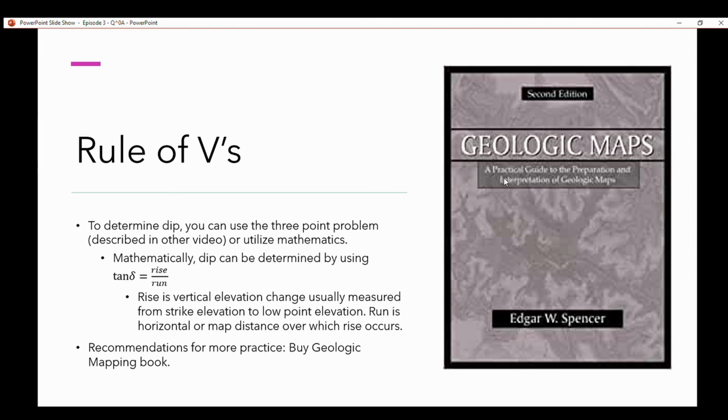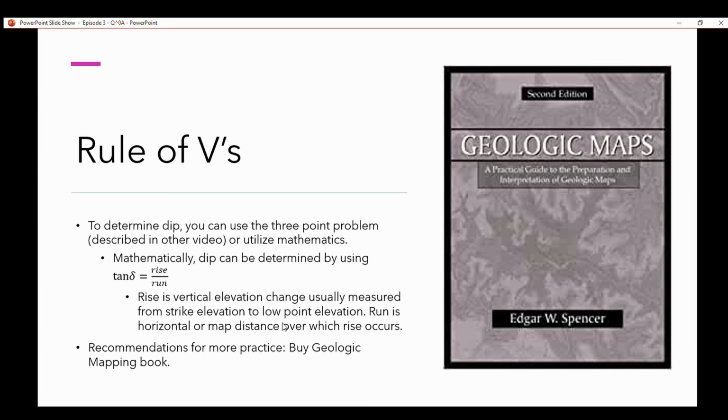To determine dip, you can use the 3-point problem, which is described in another video, or you can utilize mathematics. Mathematically, dip can be determined by using the tangent. Dip equals the rise over run, where rise is the vertical elevation change, usually measured from strike elevation to low point elevation, and the run is the horizontal or map distance over which the rise occurs. So you find the rise and the run, divide those, and then take the inverse tangent of that number, and that'll be your dip.